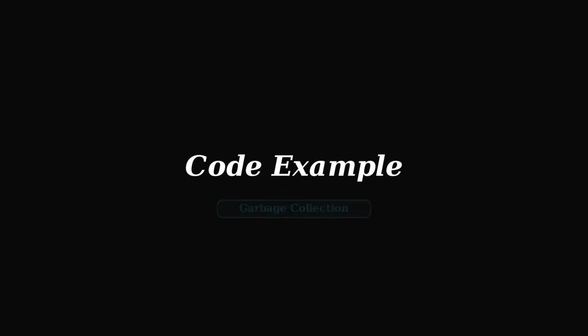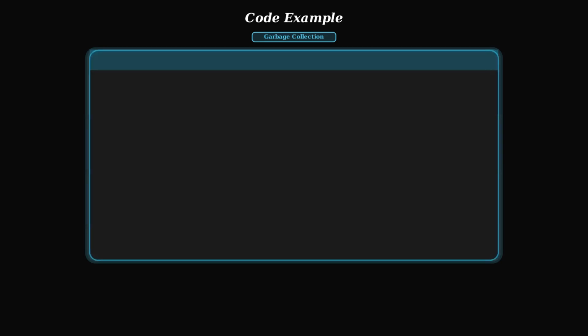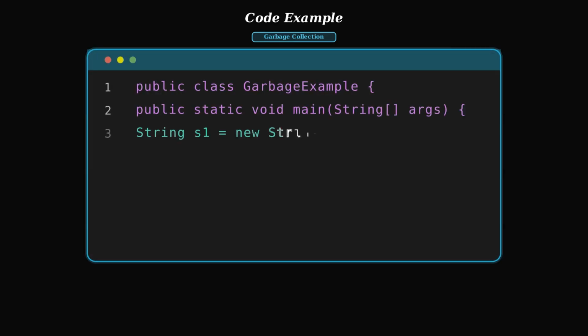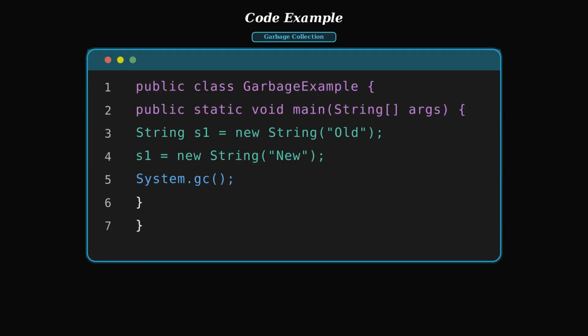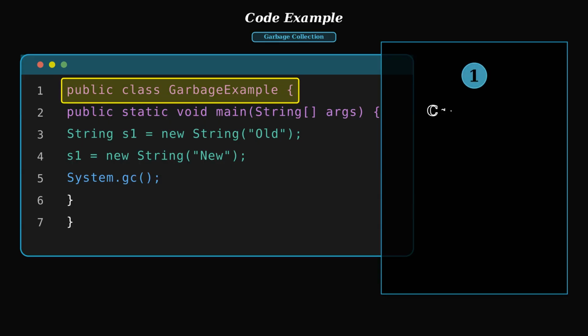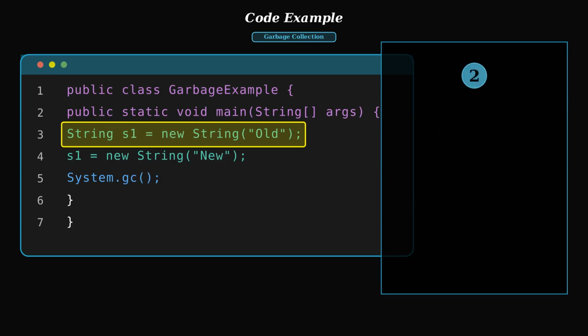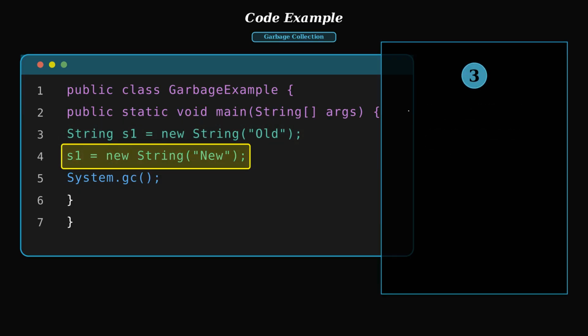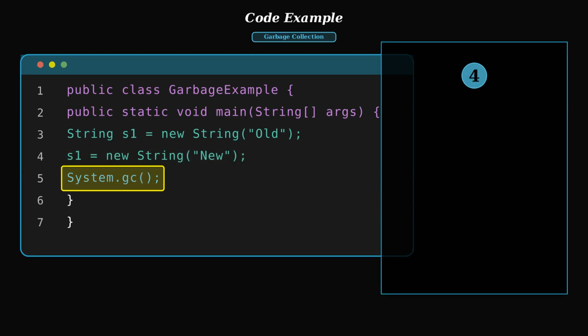Let's see how to implement garbage collection in code. Here is the implementation. Create class. Define example class. Create object. Allocate memory for string. Reassign reference. Old object becomes unreachable. Request GC. Suggest garbage collection. Now let's see the output of this code.